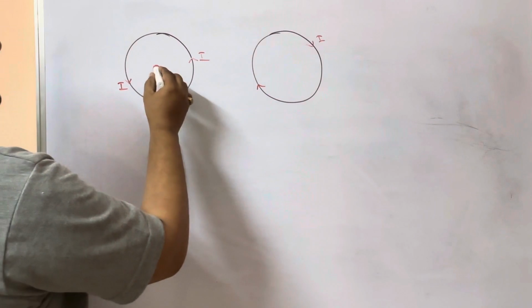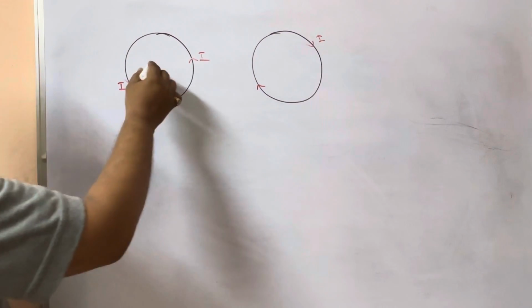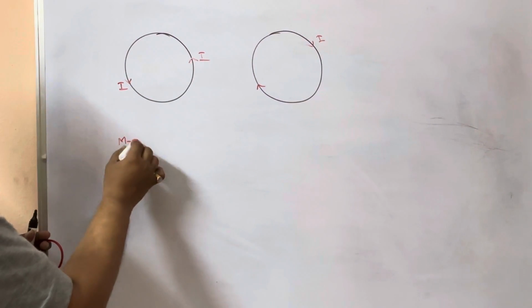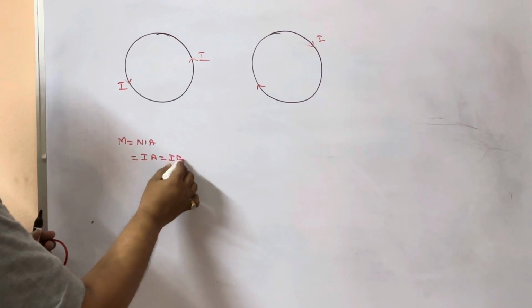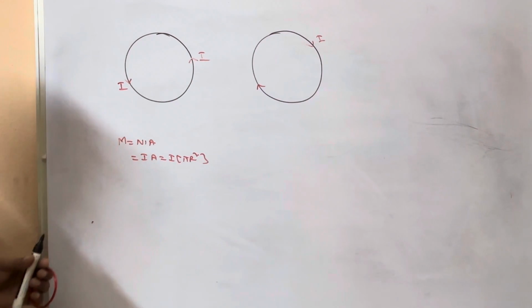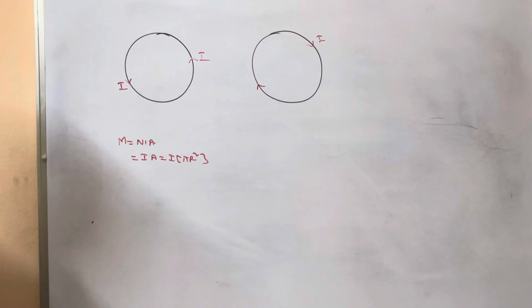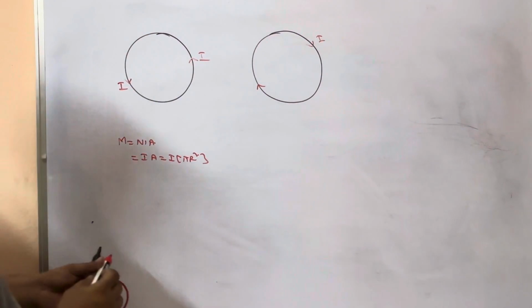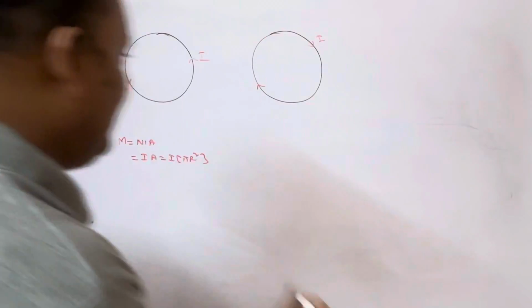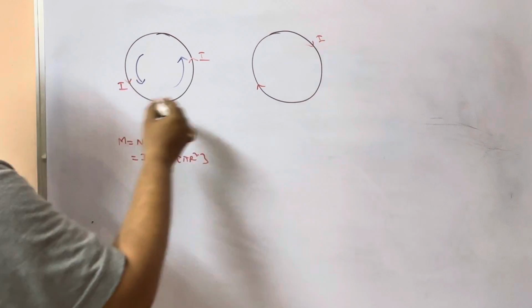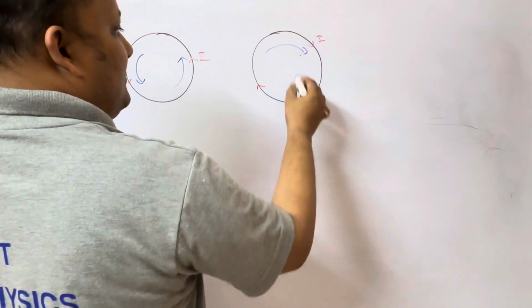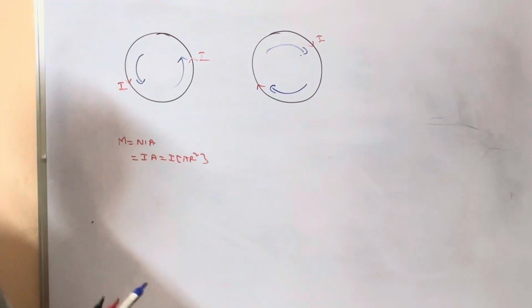So radius of this one is going to be capital R. Now what is the magnetic moment of this? Capital M is equal to NIA for N turns, I into A, I into pi R square if it is a circular loop. Now how this loop is acting as which pole we will see. Which pole means we will see in which direction current is passing here. In this direction. Here it is passing like this. This one clockwise. It is passing like this.